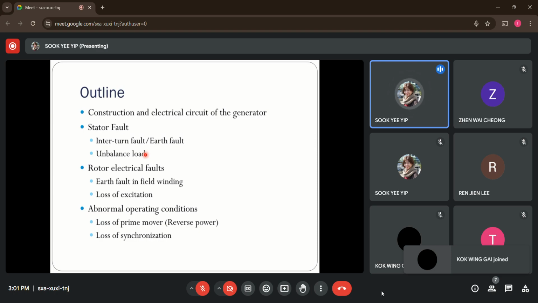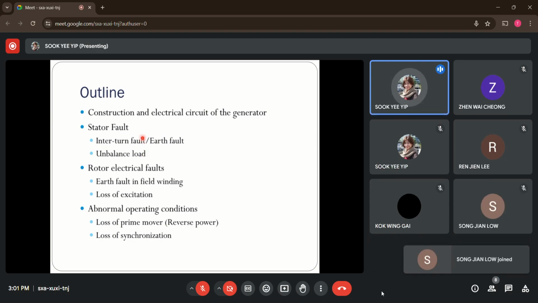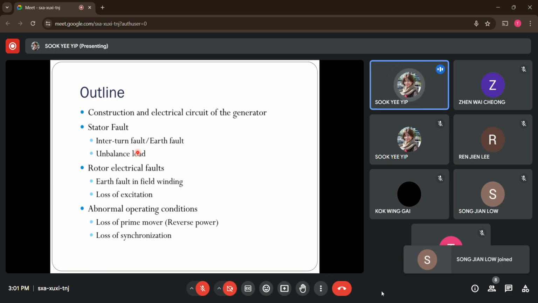We'll see what protection schemes are available that we can apply to protect against these kinds of problems happening on the stators. Then we'll discuss the rotor electrical faults as well. Typically, the rotor is the component in the generator that has been wound with the field winding to set up the magnetic fields.